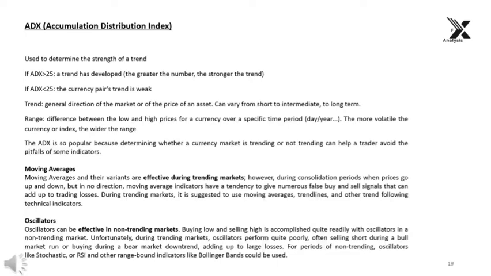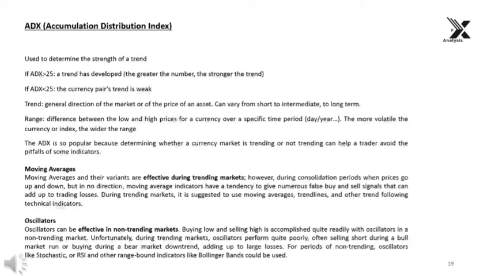Remember, trend is the general direction of the market or of the price of an asset, and can vary from short to intermediate to long term. Range is the difference between the low and high prices for a currency over a specific time period, day, year. The more volatile the currency, the wider the range.